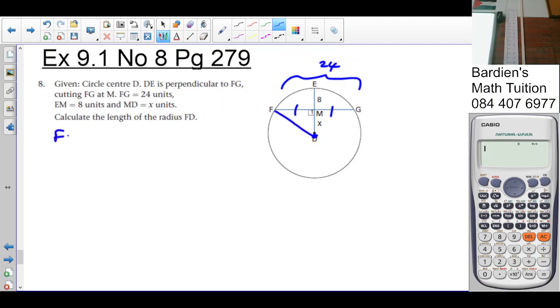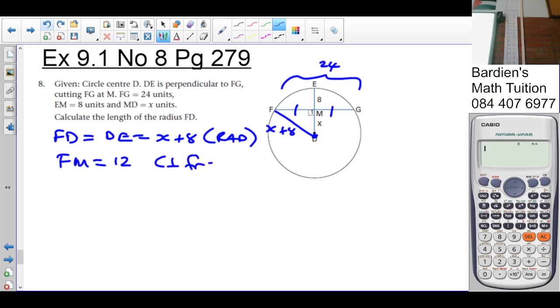But we know that FD is equal to DE, which is equal to, what's this length here? X plus 8, or 8 plus X. So that's your radius. I got the X plus 8, I got X, and I got FM is what? 12. Why is FM 12? Perpendicular from center to chord bisects the chord. Not so? It's 12 now. Did I have to say it? Yes. Why? Because it's not stated on the diagram. Whatever is not stated on the diagram must be written down, statement and reason must be given.